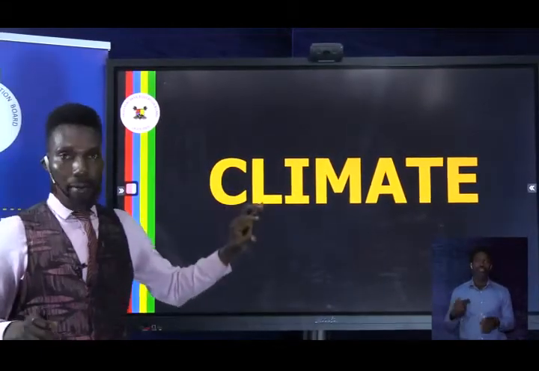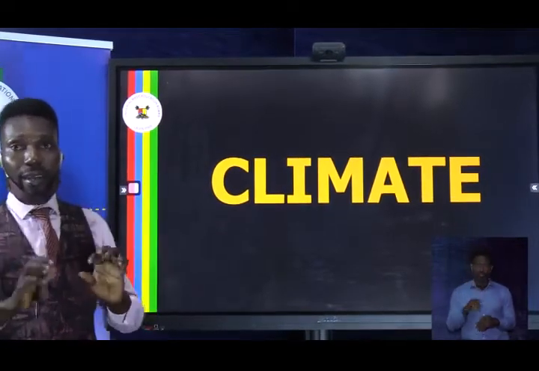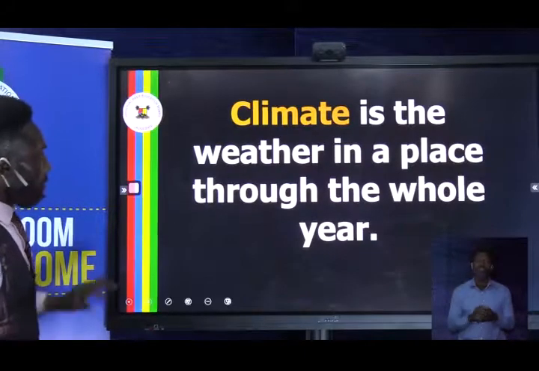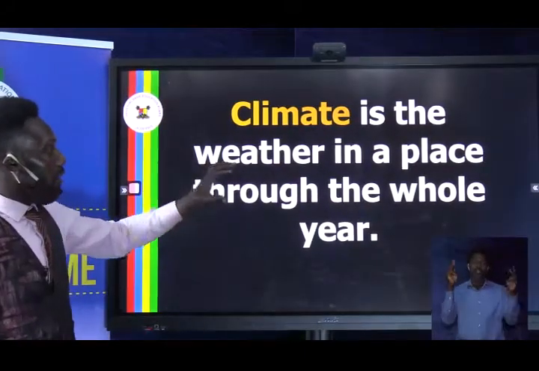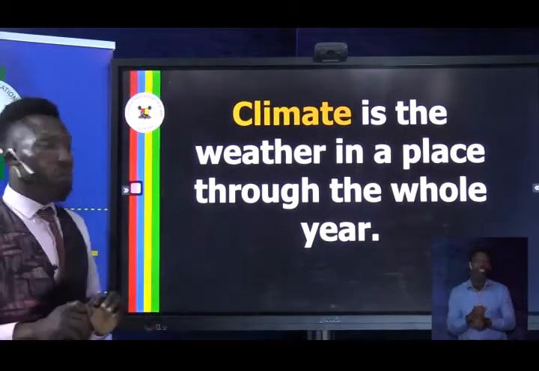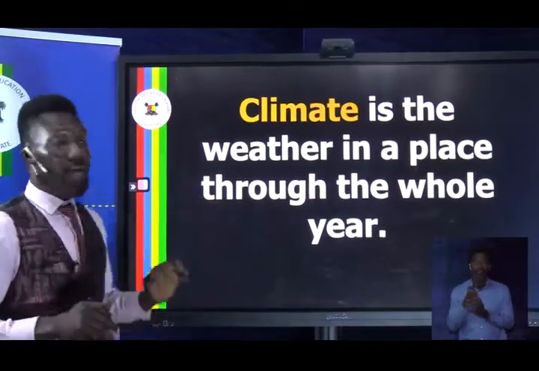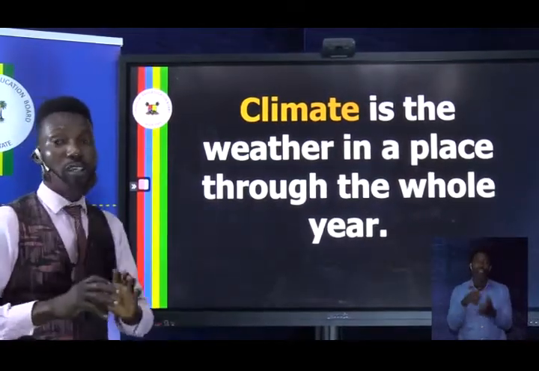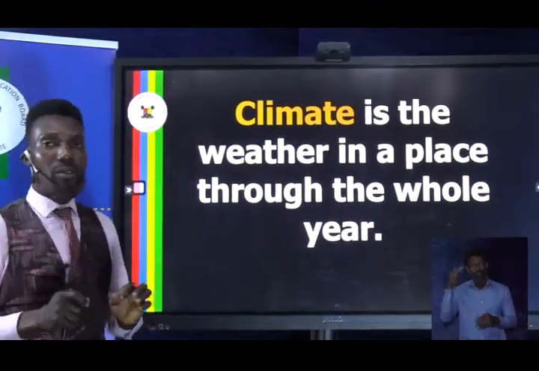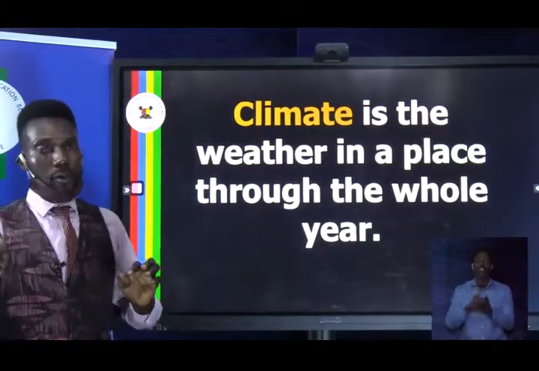Now let's look at climate. Weather and climate are not used interchangeably. They are different. Climate is the weather in a place through the whole year. We can also say that climate is the atmospheric condition of a place for a long period of time. And that one is not day-to-day changes. That takes a year. So that's the difference.